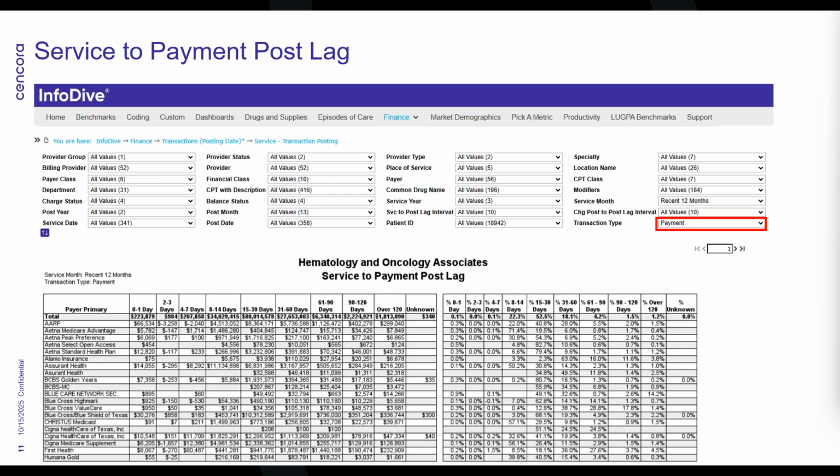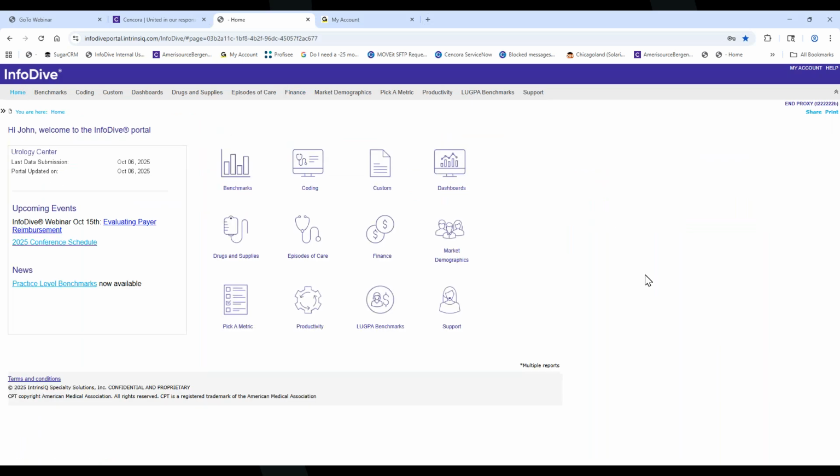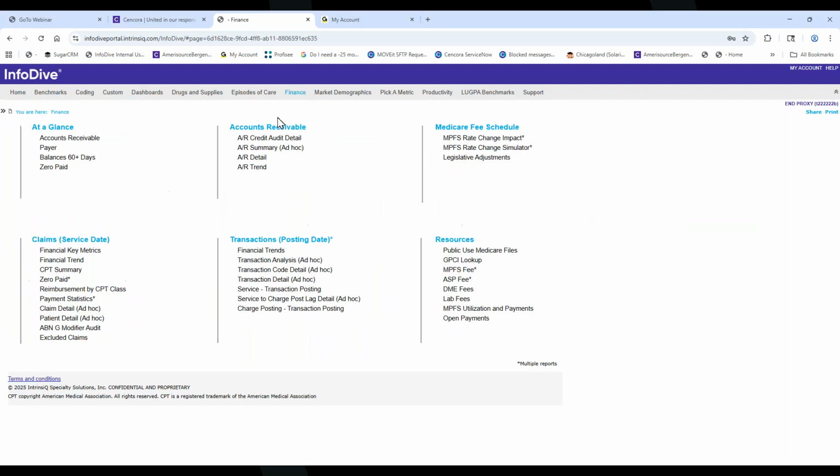All right, let's head over to the portal. And we are going to be in a blinded urology account today. And we'll start with that financial key metrics report underneath the finance tab.